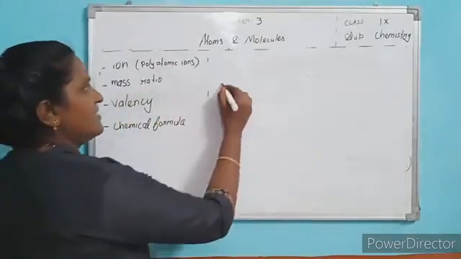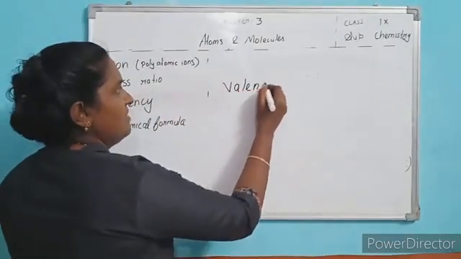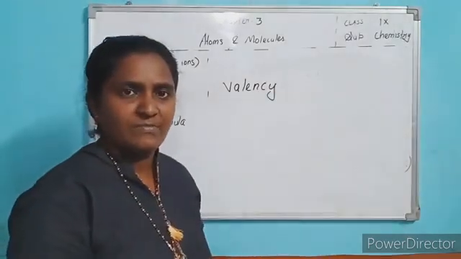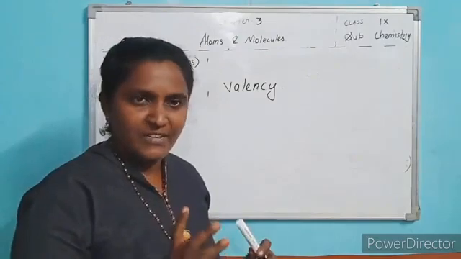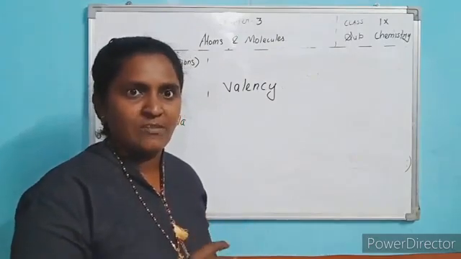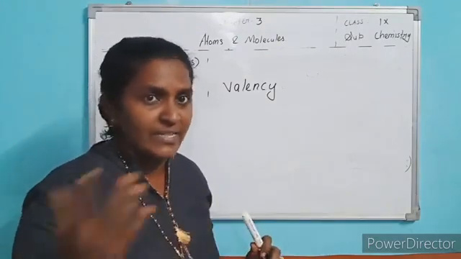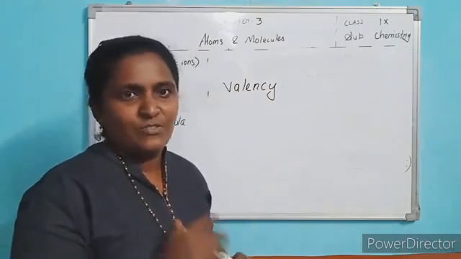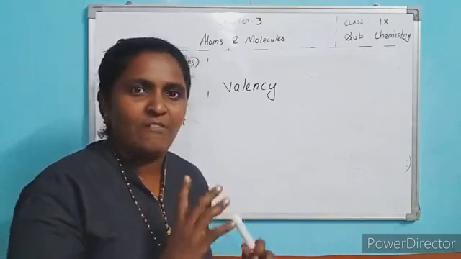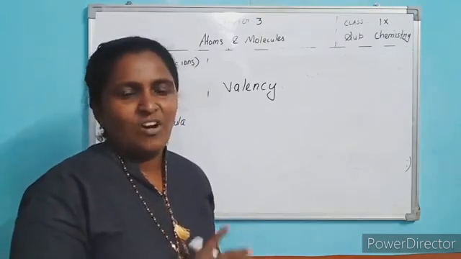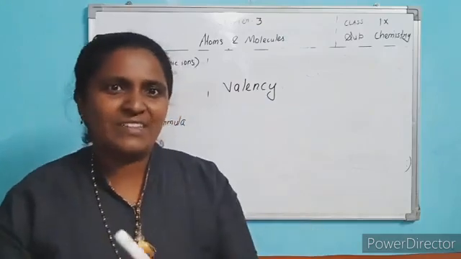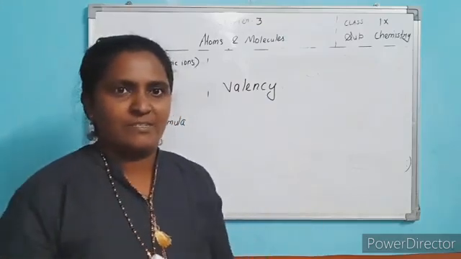Next one is valency. What is valency? Valency is the combining capacity of an element. This is the definition. Practically, what it means is that some elements donate electrons, some elements gain electrons. That capacity of the element is called valency. Commonly we say combining capacity. After donating, they will make a bond with another element.